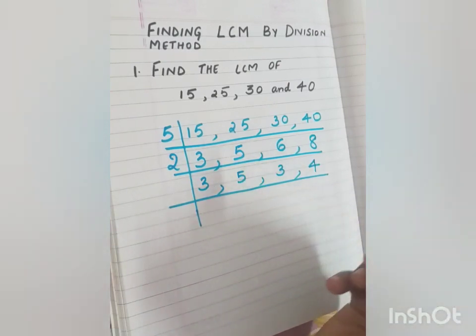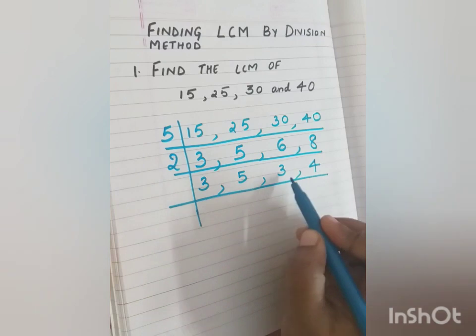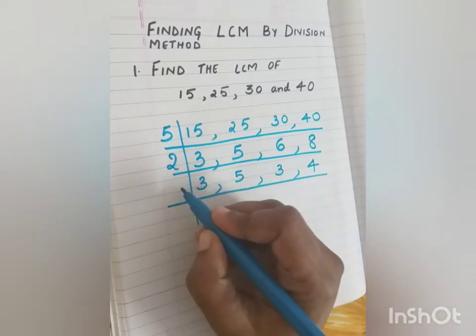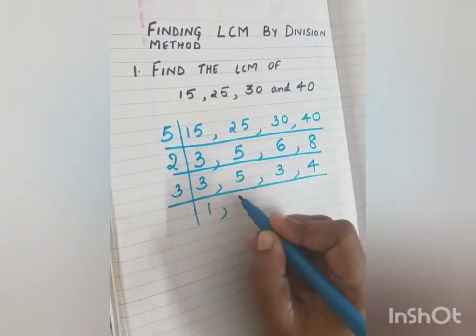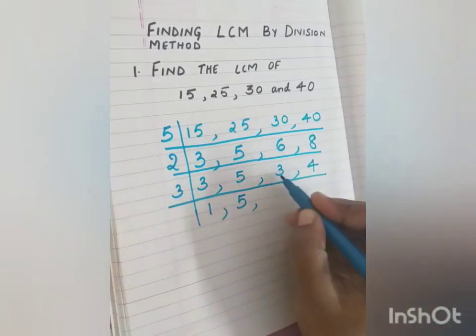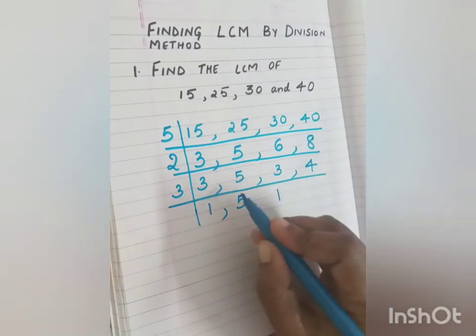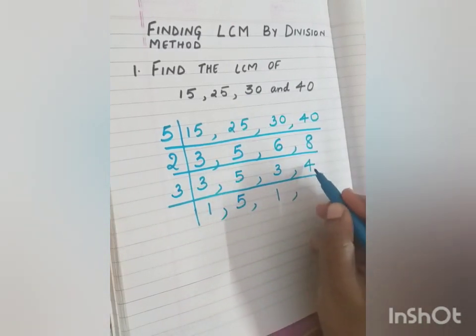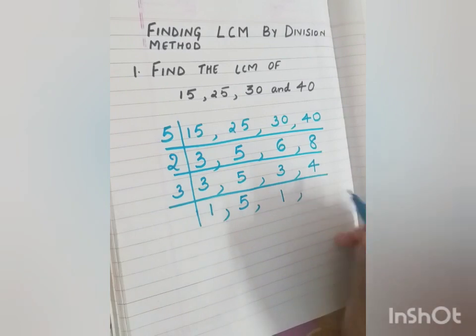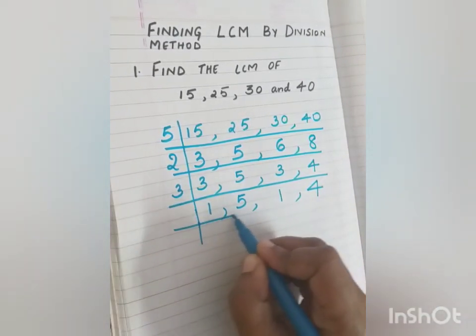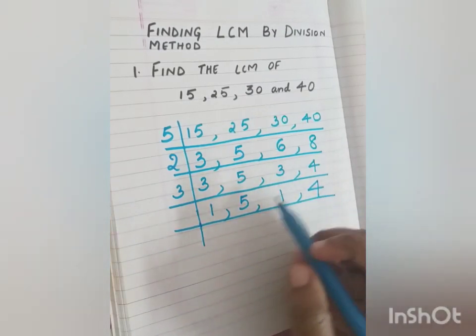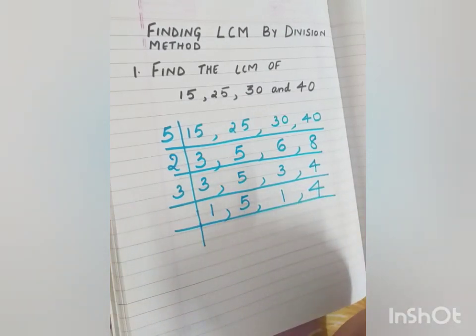So next, we have 2 3s here, so let us take the next prime number as 3. 3 1s are 3. Then 5 is not divisible by 3, so 5 as it is. 3 is divisible by 3: 3 1s are 3. 4 is not divisible by 3, so I am writing 4 as it is. So next we got 5 and 4.